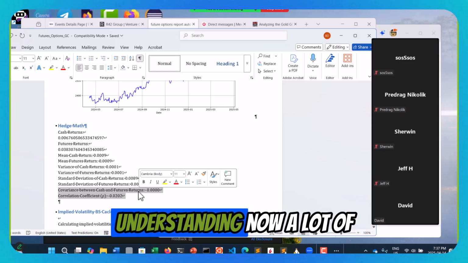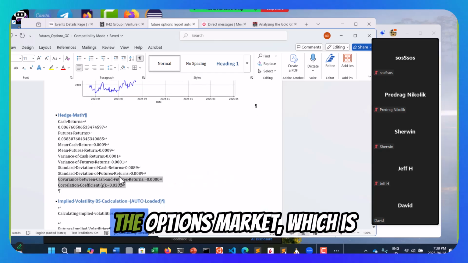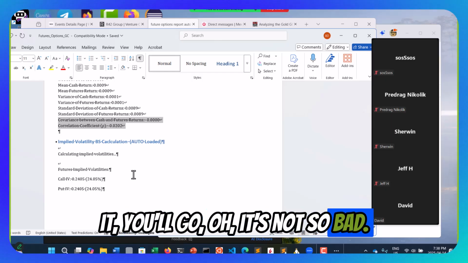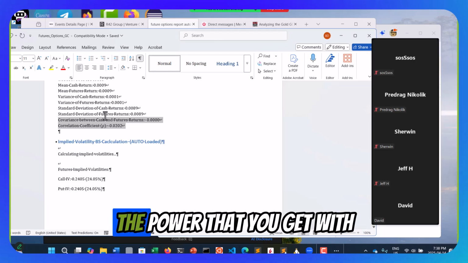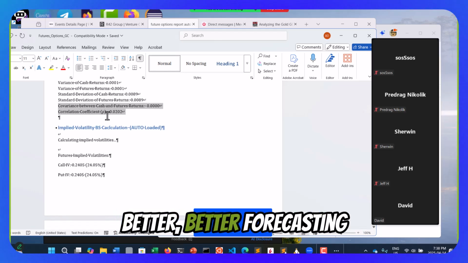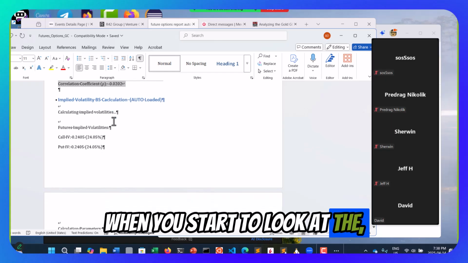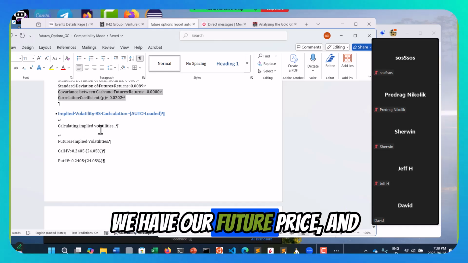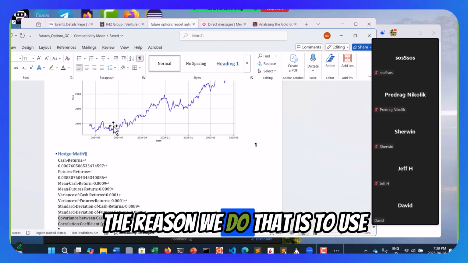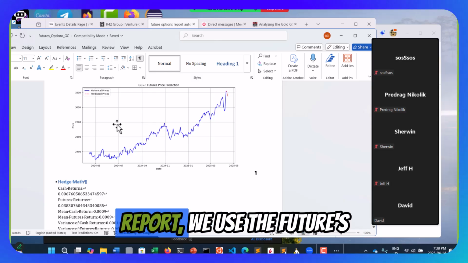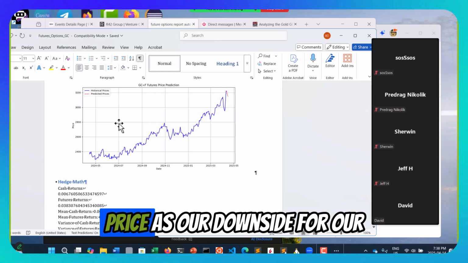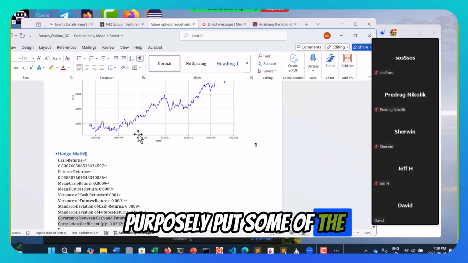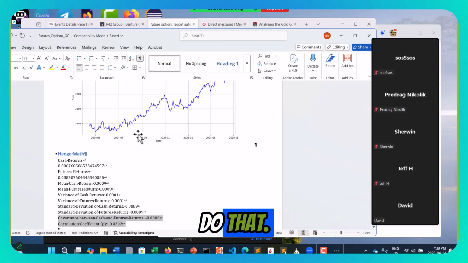What I'm understanding now is that a lot of people don't want to go into the options market, which is fine. But once you understand it, you'll go, oh, it's not so bad. Well, it depends, but you will see the power you get with better forecasting when you start to look at the options market. In this case, we have our futures price, and the reason we do that is that we use the futures price as our downside protection. I purposely put some insights in the report on why you want to do that.